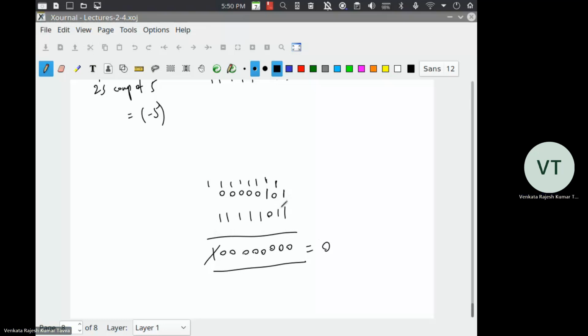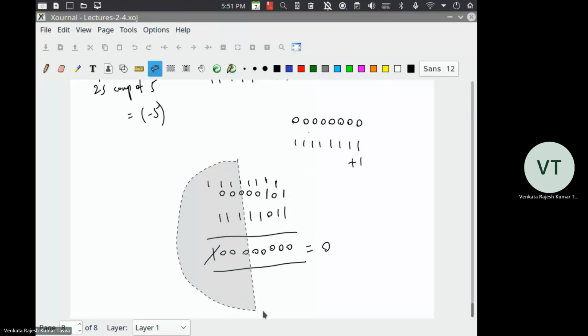Fine. So this is giving us the right answer because this particular representation suits well to perform subtraction of two numbers. Now, how do we say that 0 has only one representation? So let's take 0, 8 bits. What is its 1's complement? All ones. How to get 2's complement? You add 1 to it.